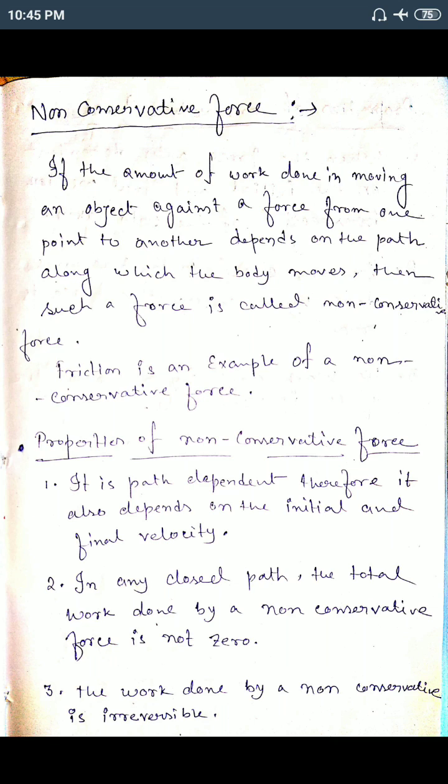Now the properties of a non-conservative force. It is path dependent, and therefore it also depends on the initial and final velocity. It is not path independent, it is path dependent. It depends on which path we followed. For any closed path, the total work done by a non-conservative force is not 0, and the work done by a non-conservative force is irreversible, not reversible, just the opposite of the conservative force.